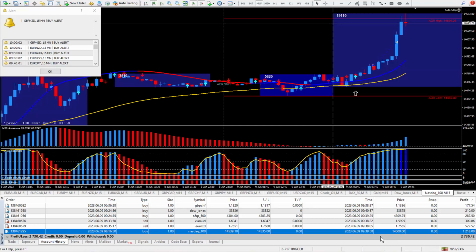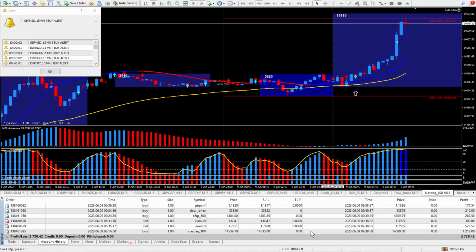So another great day of trading using my PIP trigger. And like I mentioned, I knew it was going to be over 200. I added up all the pips and the ticks. Grand total came to 295. And those 295 pips and ticks paid out $2,730.